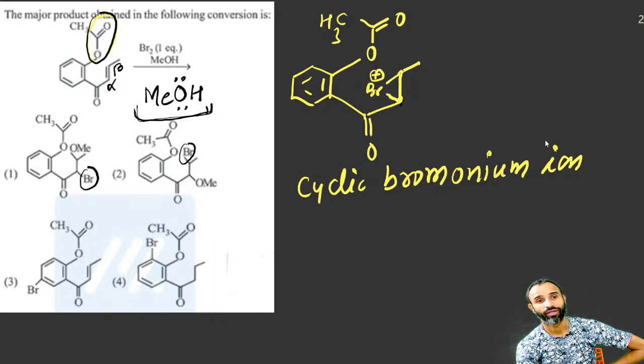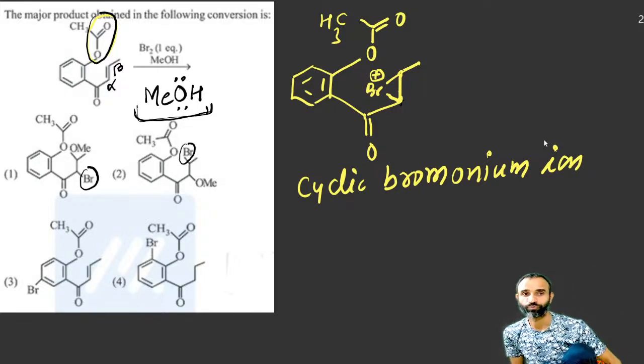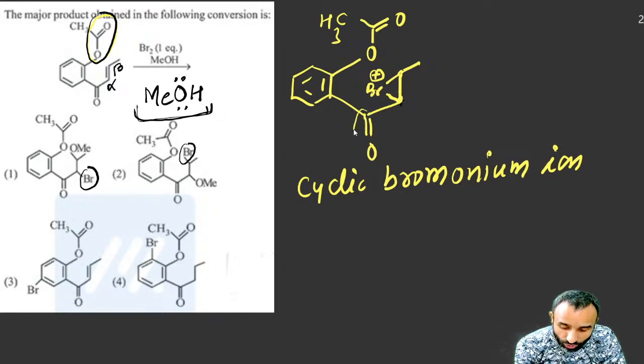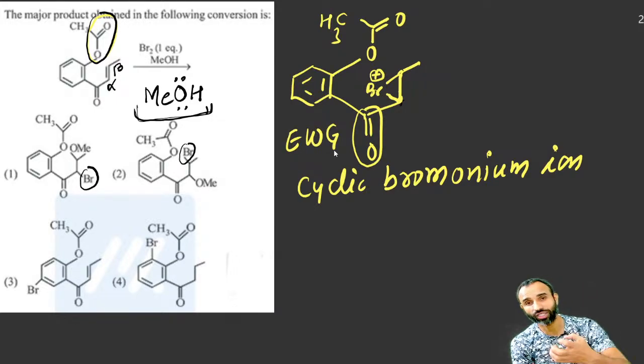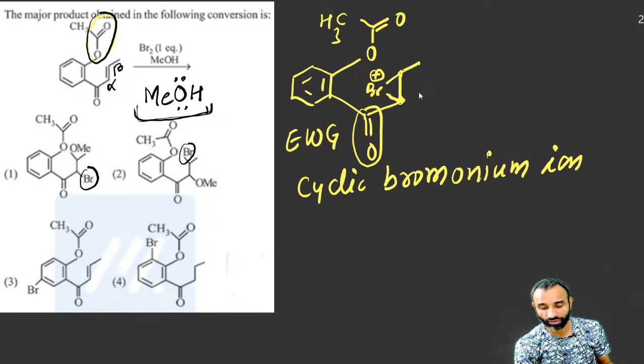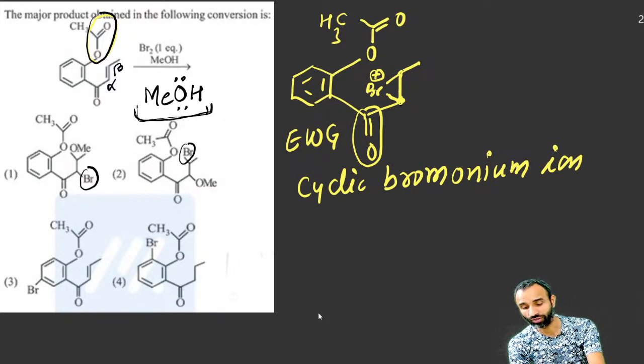Upper side, sir. Why? Because electron density is low, sir, right? Yes, because there is a CO group which is an electron withdrawing group. So it withdraws electron density, and therefore methanol will attack on the side closer to CO.